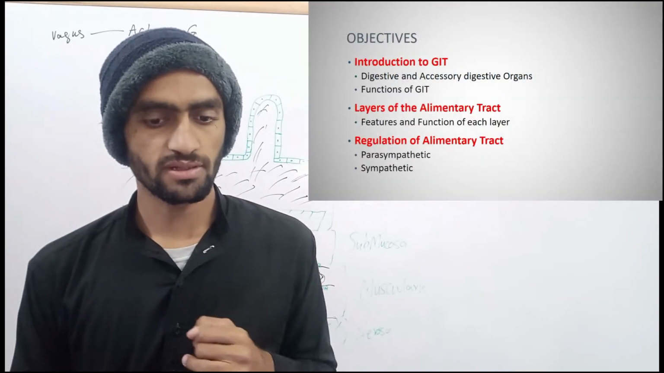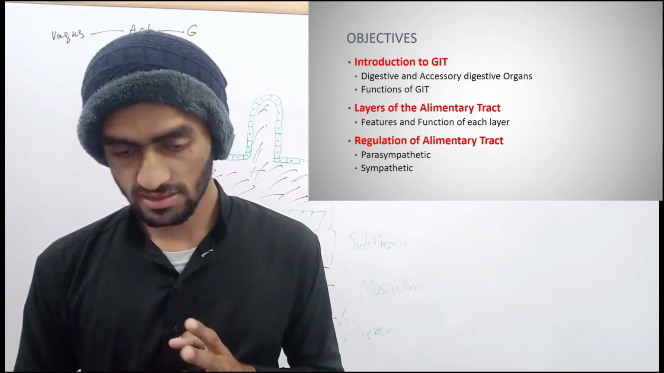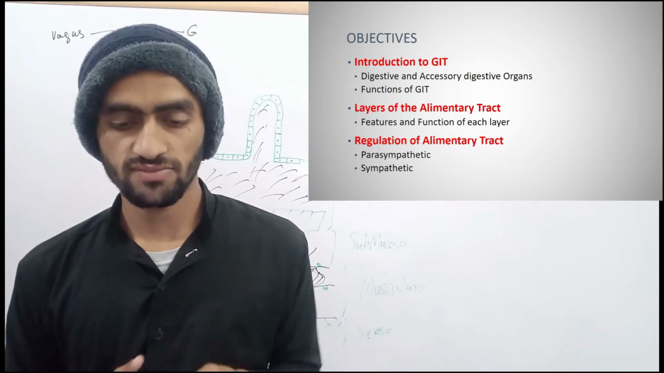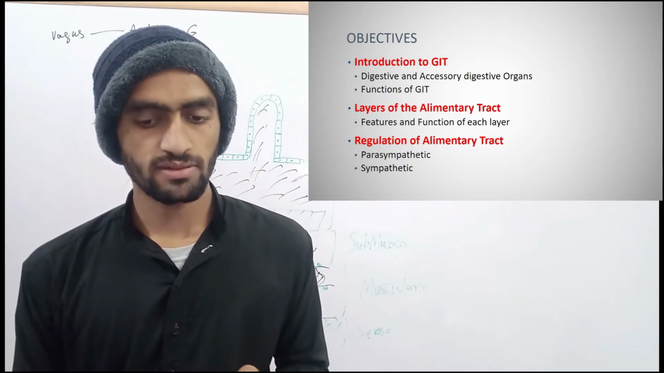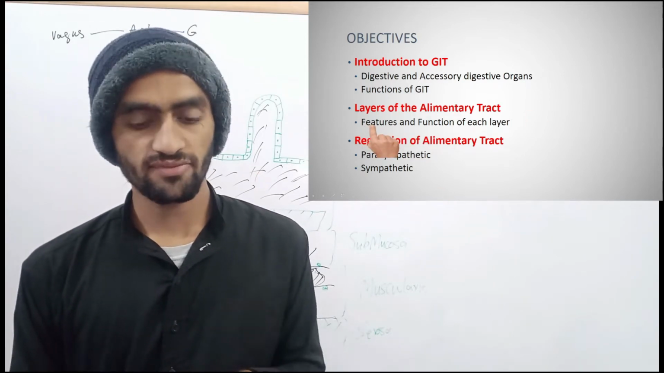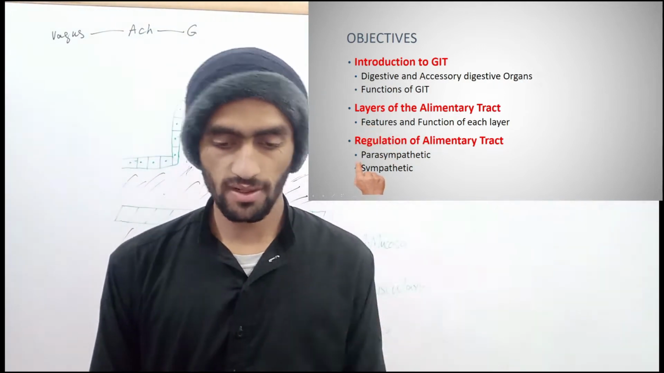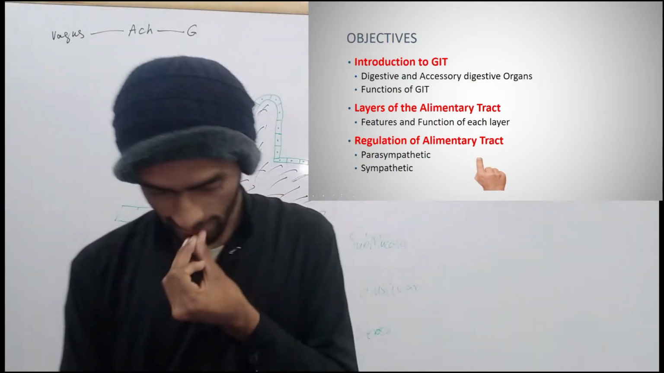What was the objective of this lecture? Introduction to GIT, digestive organs, accessory digestive organs, function of GIT. Then layers of the alimentary tract, their features and functions. And the third part will be regulation of the alimentary tract: parasympathetic, sympathetic, and enteric nervous system.